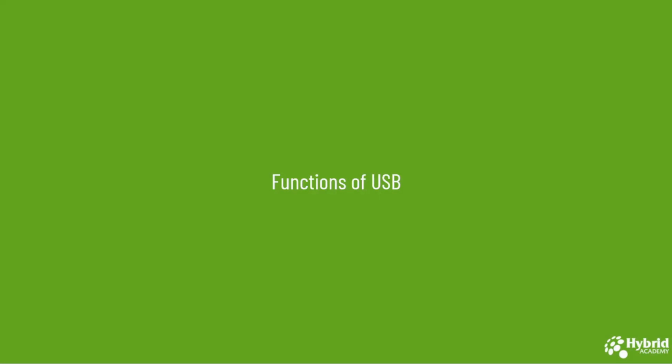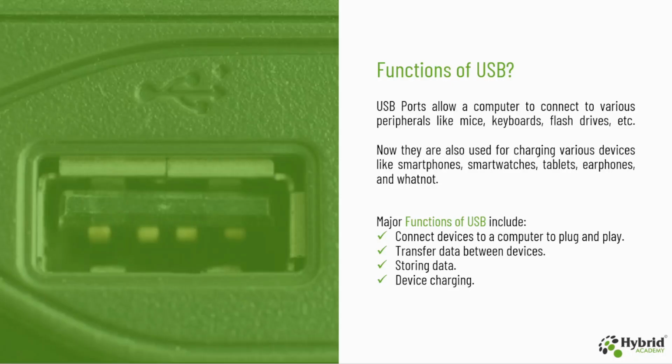Let's learn about the functions of USB. A USB port allows a computer to connect to various peripherals like mice, keyboards, flash drives, etc. They are also used for charging various devices like smartphones, smartwatches, tablets, earphones and whatnot. The major functions of USB include connecting devices to a computer to plug and play, transferring data between the devices, storing data and also device charging.